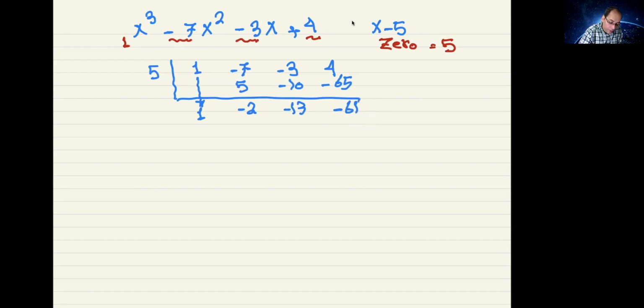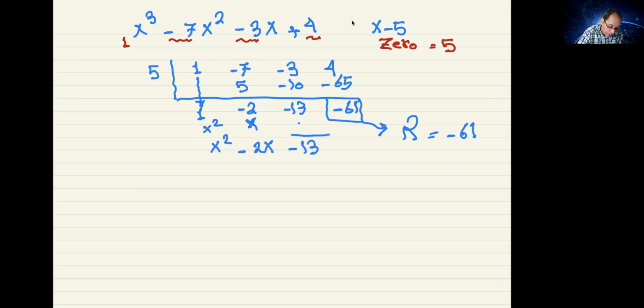So now the remainder is negative 61. So this is the remainder. I'm going to call it R. And the output of the division is 1. Here is x squared. This is the constant. This is x, and this is x squared. So I write here 1x squared minus 2x minus 13. So this is the output of the division. Okay. All right. I hope that this is clear.